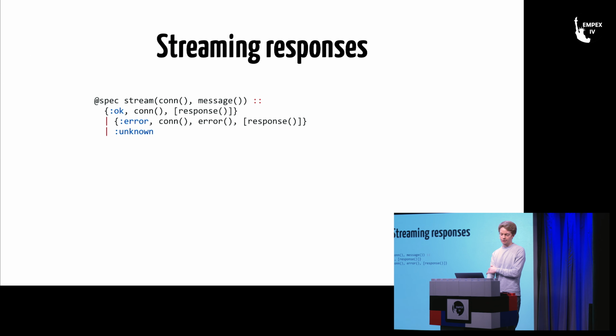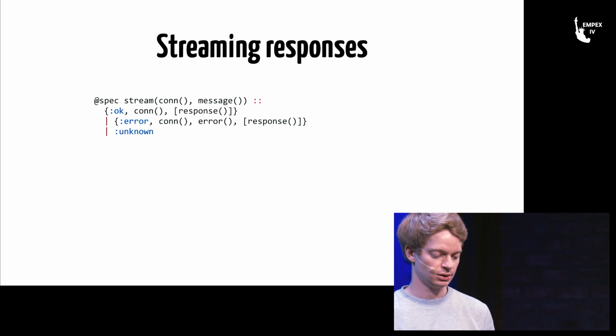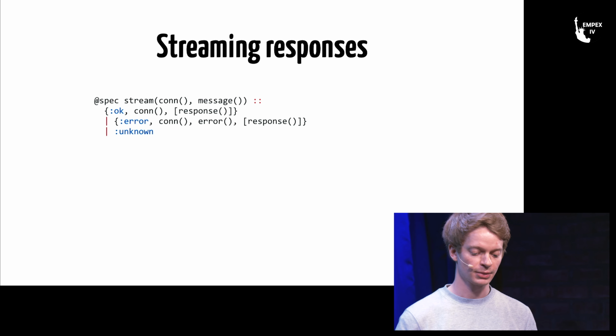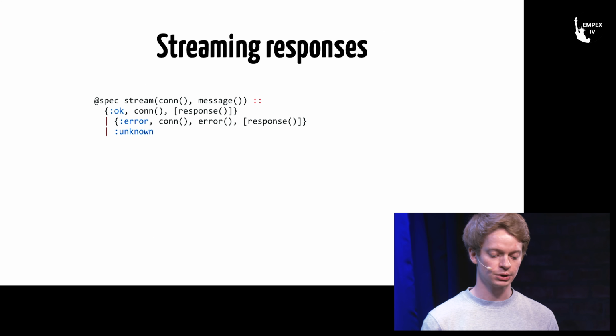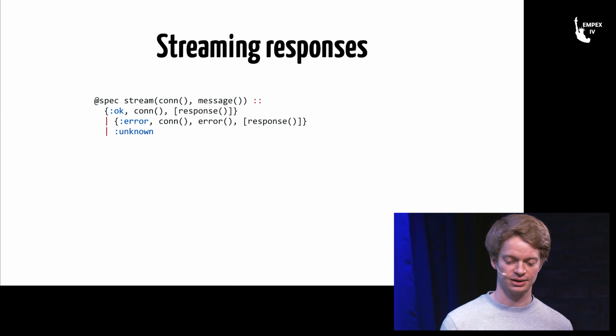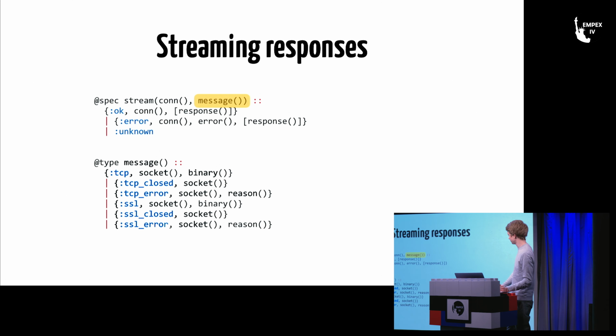In Erlang OTP, sockets can run in two modes, either passive or active mode. And in passive mode, it's up to the user to explicitly call a receive function to get data from the socket. This function is blocking, so you can't wait for data on more than one socket at a time. So instead, Mint runs sockets in active mode, which means that the socket will instead send data and socket events as messages to the process that owns the connection. And those messages look like this for TCP and SSL respectively.